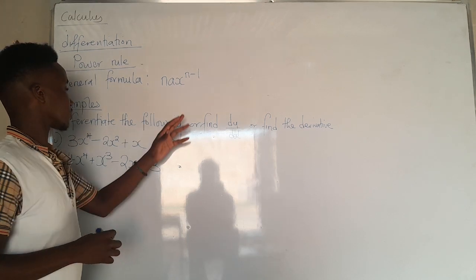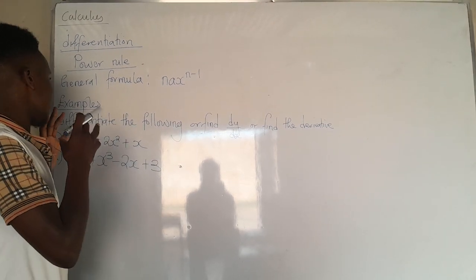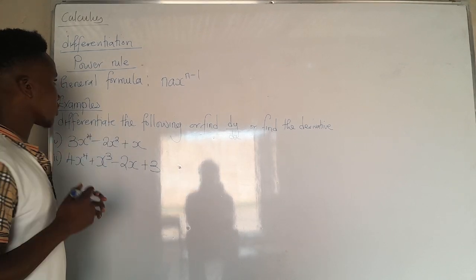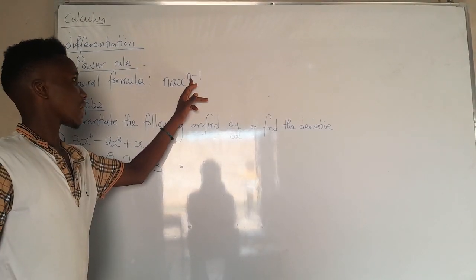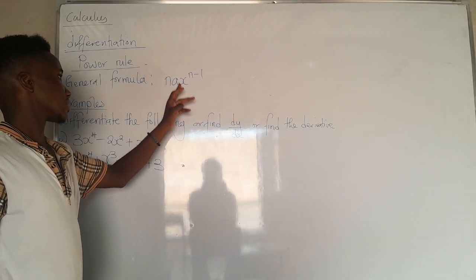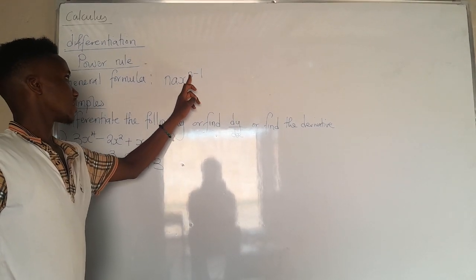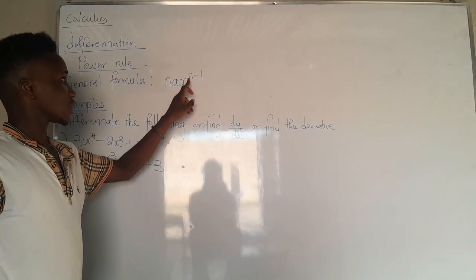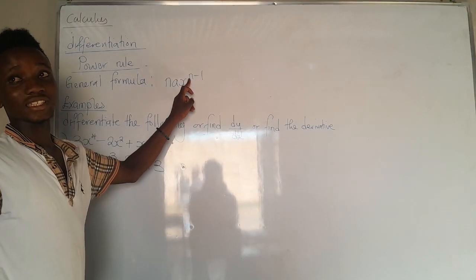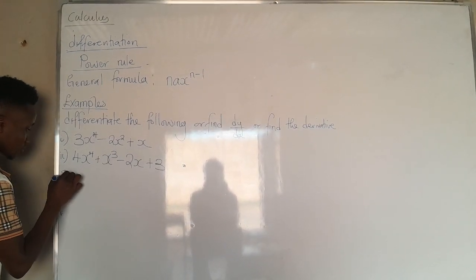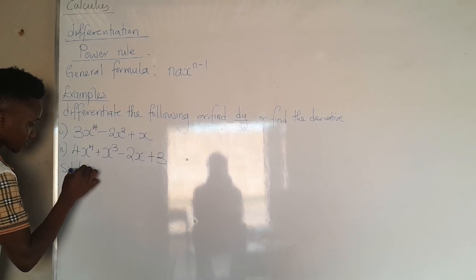The power rule tells us that to find the derivative of these problems, we need to multiply the power times the number in front of x, which is a for this manner. So we are multiplying the power times the number in front of x. Then what do we do to the power after we multiply? We subtract 1. So what do we mean by that? Let's go to some examples.